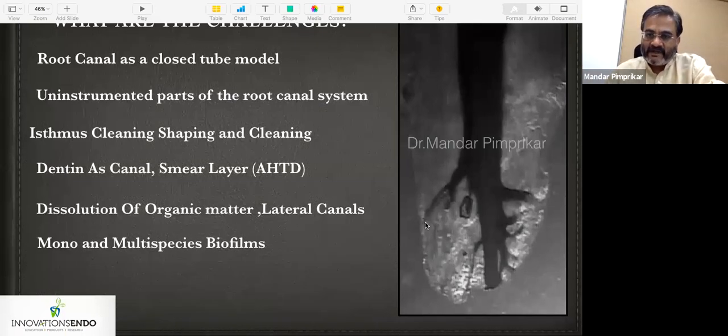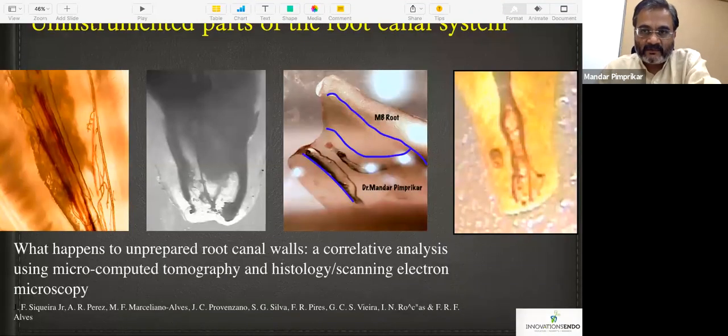And if you can see this premolar, how many portals of exit this has. I hope my PIP is not covering the slide. If it is not, then you will be able to see that there are multiple portals of exit in this premolar. So we have to have a strategy to clean all these multiple portals of exit.